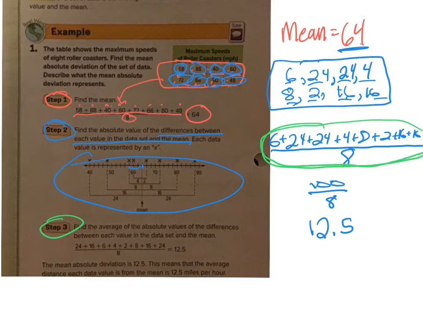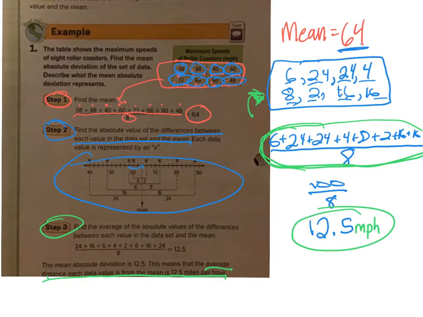Now, I wish I would have done that in this green, because the third step is this. Is where you find the average of those numbers. And when I find the average of the differences, it got me 12.5, and we're talking about miles per hour. So the mean absolute deviation is 12.5. And what this means is that the average distance each data value is from the mean is 12.5 miles per hour.